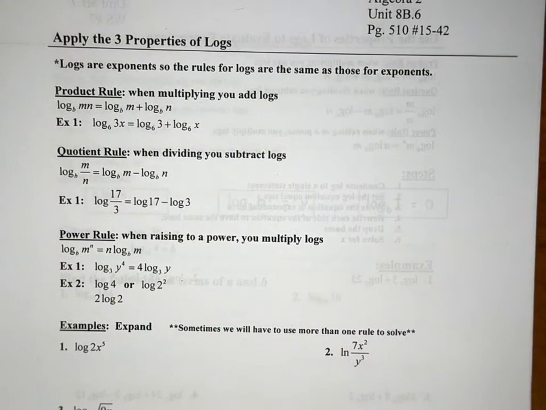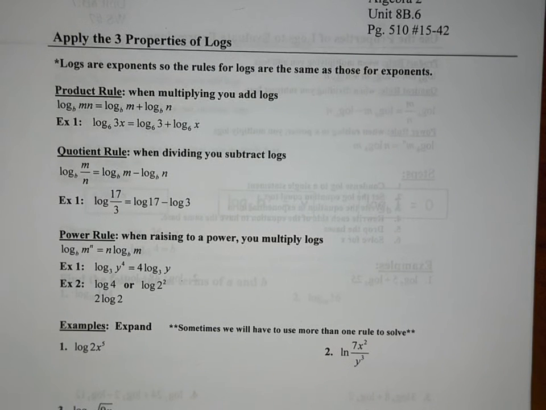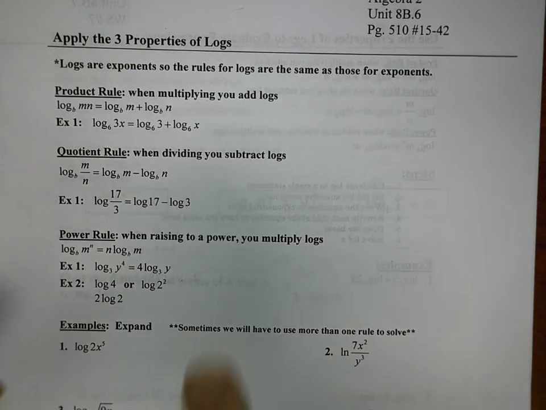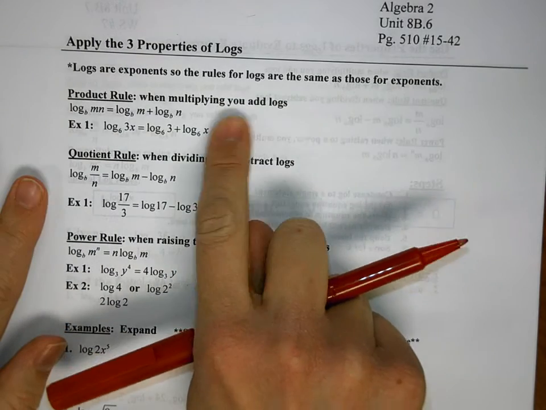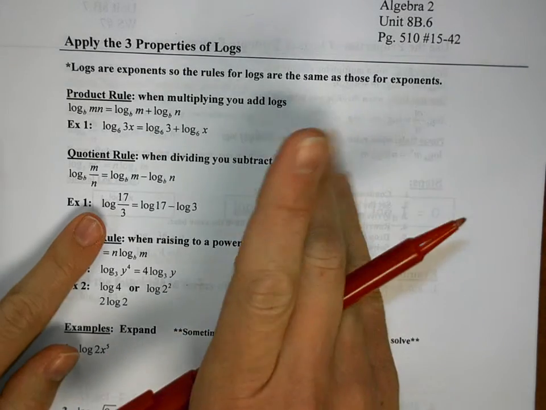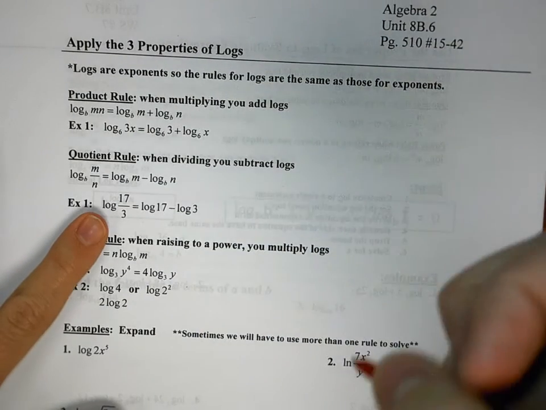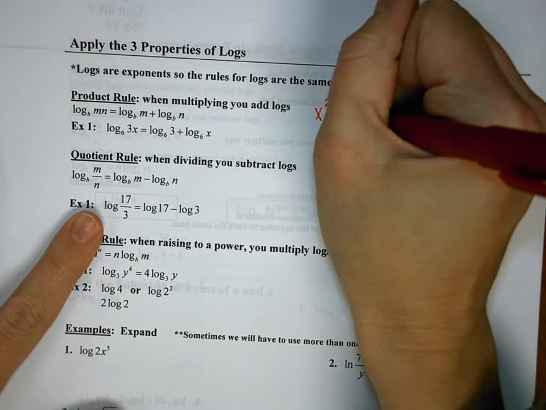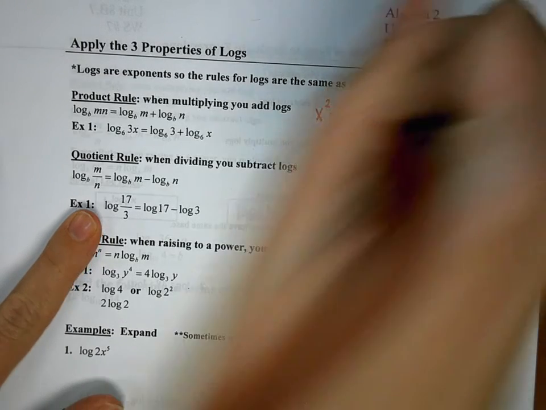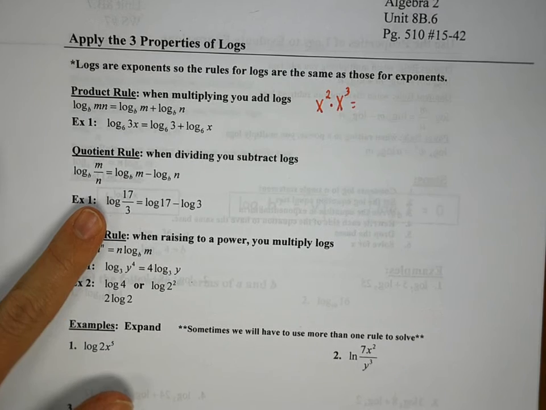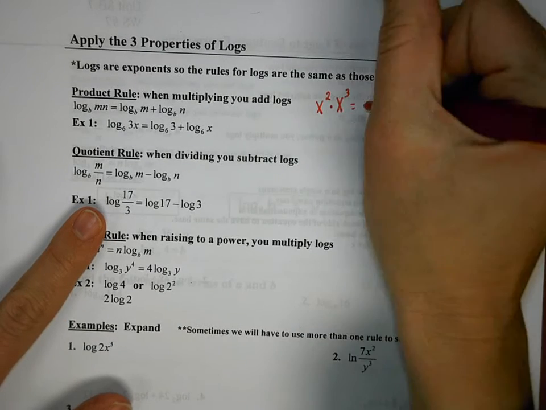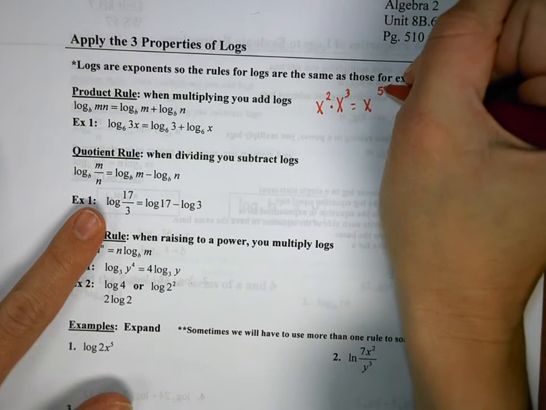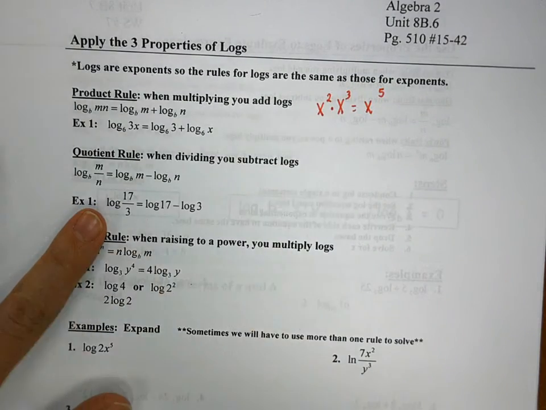In this lesson we're going to be talking about 3 properties of logs. As we already know, logs are exponents, so the rules for logs and exponents are similar. The product rule is this: when you are multiplying, you add logs. If you think about exponents, if I have x squared times x to the third, what is that answer? X to the fifth. What did I do? You added them. Similar with logs.